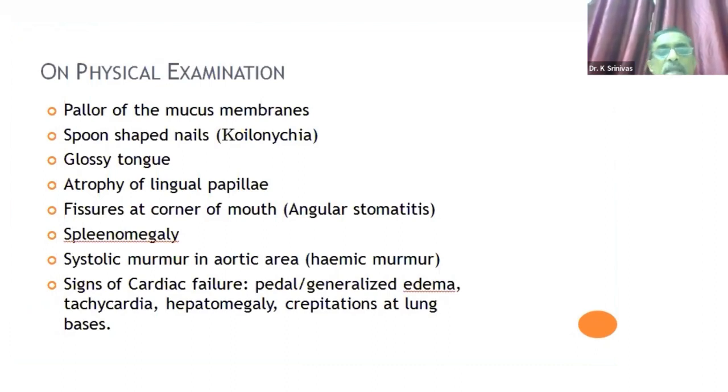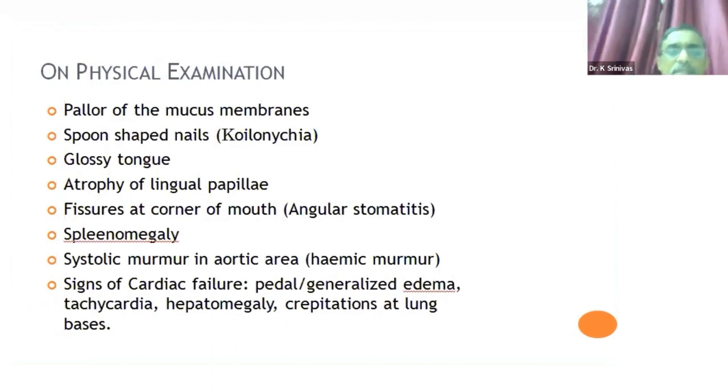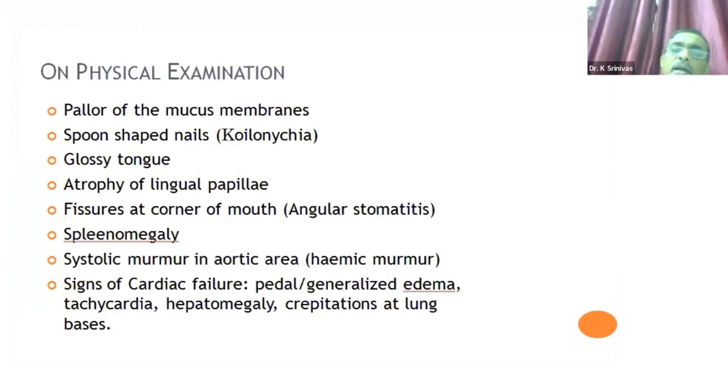You may get a splenomegaly here, and the moment you get splenomegaly or hepatomegaly, your diagnosis should be reviewed. Don't just keep thinking that it is iron deficiency. If you have splenomegaly or hepatomegaly in your patient, you think of, in endemic areas, it could be malaria, or it could be a very important feature of hemolytic anemias.